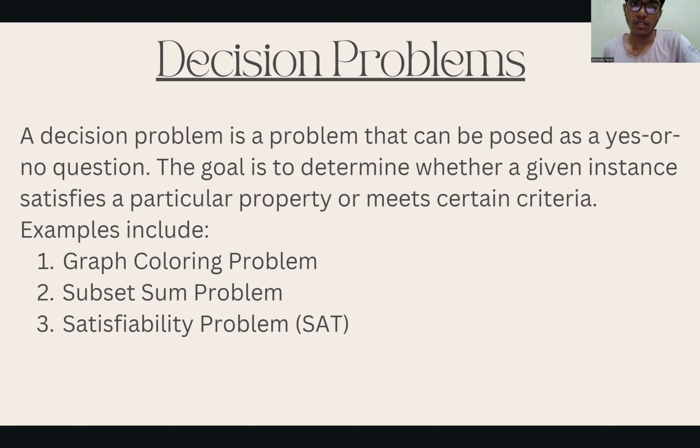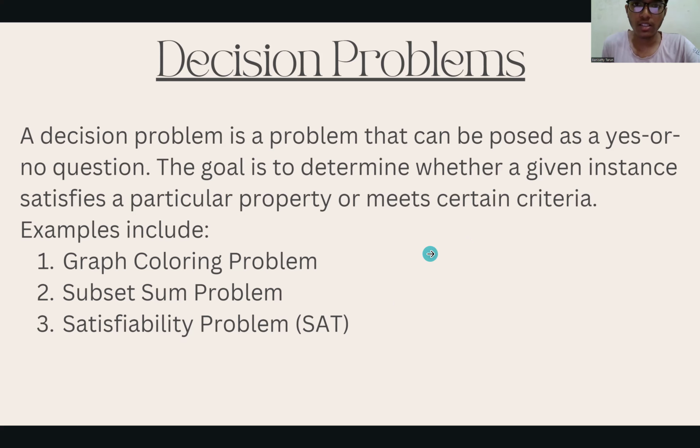There will be a decision problem given, and we have to find a solution according to the given criteria. If there exists a solution according to the given criteria, then we have to return yes. And if there is no solution according to the given criteria, then we have to return no. So this is the main goal in decision problems. There will be only two solutions, either yes or no. And it is completely different from optimization problems, which will be explained afterwards.